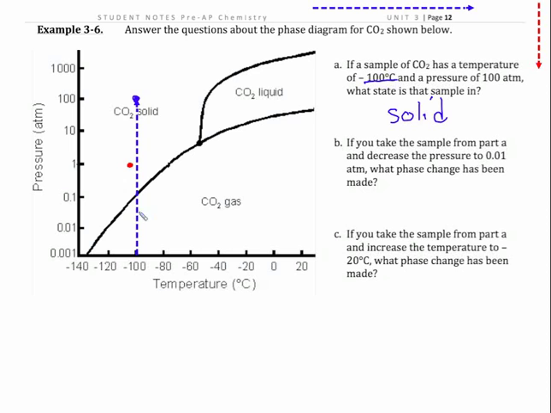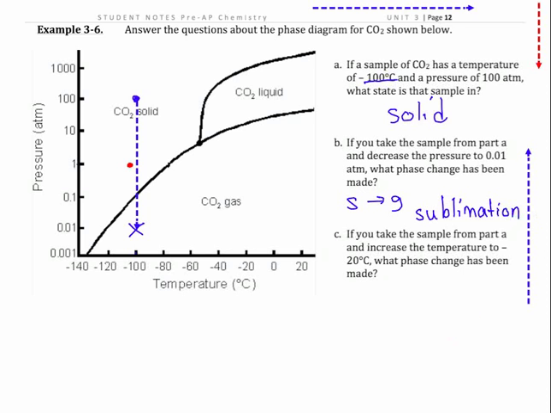Okay. So now, if we're at that solid, this is our state. And we're going to decrease the pressure. 100 atmospheres is crazy high. And we're going to decrease it until we hit 0.01 atmospheres. So now, if this were a map, it would say you are here. And in that process, we went from a solid to a gas. And you have to be able to tell me that that is sublimation.